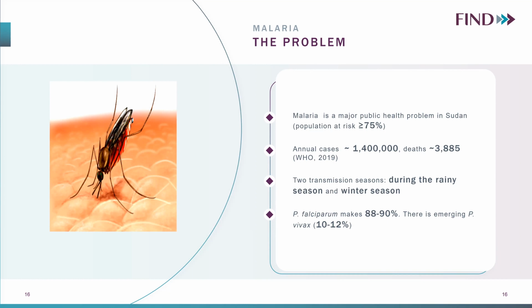Plasmodium falciparum is the most predominant species, accounting for 88 to 90%. There is emerging Plasmodium vivax in recent years, up to 12%, and it has a problem of relapsing and diagnosis issues. Next slide, please.